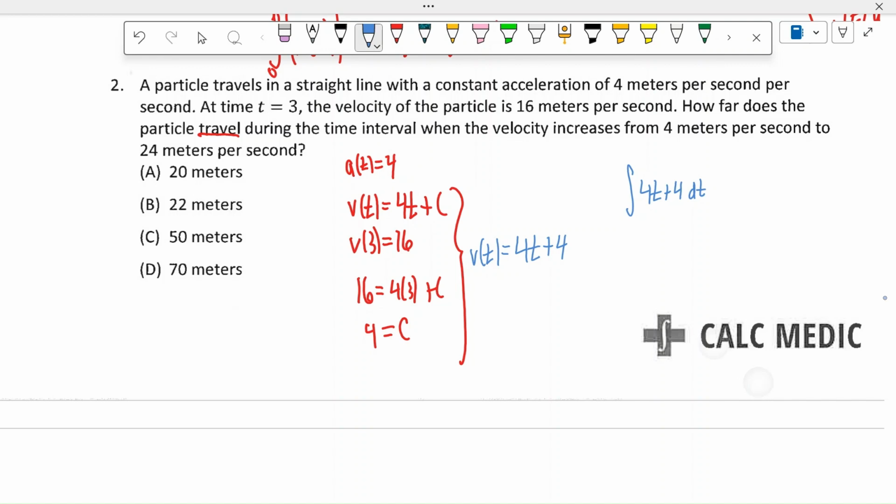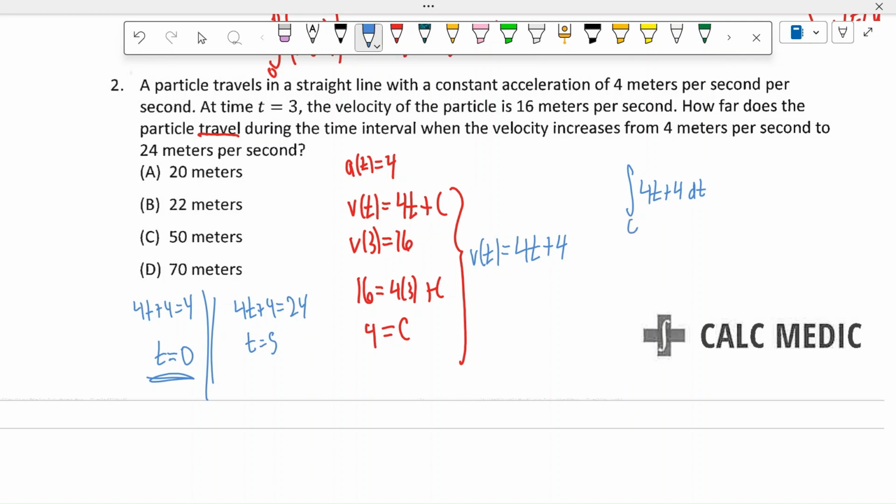When does this velocity equal 0? So set 4t plus 4 equal to 0. Solve this equation for t, we get t equals 0. So at t equals 0, we're at 4 meters per second. And then when does this velocity, this 4t plus 4, equal 24 meters per second? So set the velocity equation equal to 24. Solve for t, t equals 5.